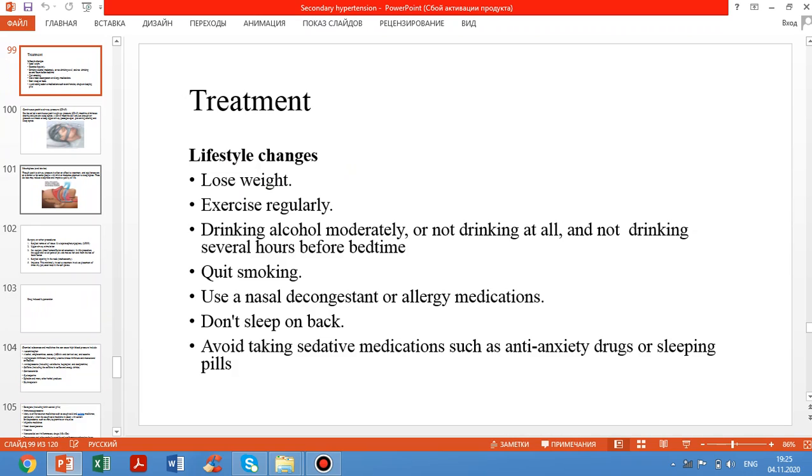Treatment. Lifestyle changes: lose weight, exercise regularly, drink alcohol moderately or not at all, and not within several hours before bedtime. Quit smoking. Use a nasal decongestant or allergy medication. Don't sleep on your back. Avoid taking sedative medication such as anti-anxiety drugs or sleeping pills.